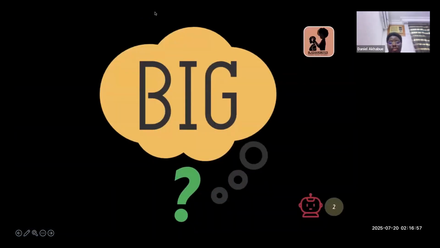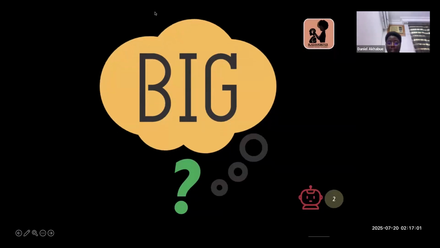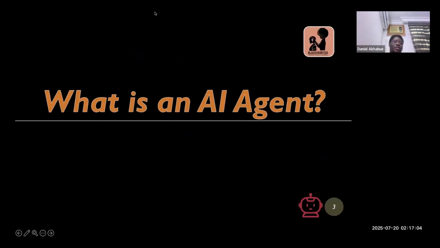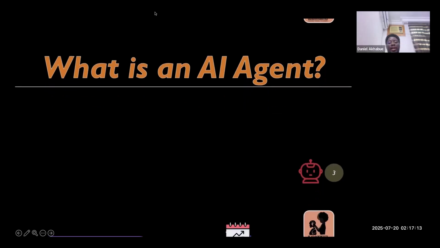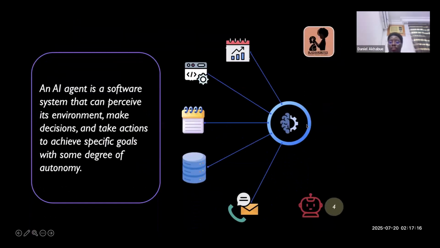So the big question: what are AI agents? What is an AI agent, or what is AI agency? Other people call it function calling, or tool calling. But what exactly is an AI agent? An AI agent is a software system that can perceive its environment, make decisions, and take actions to achieve specific goals with some degree of autonomy.